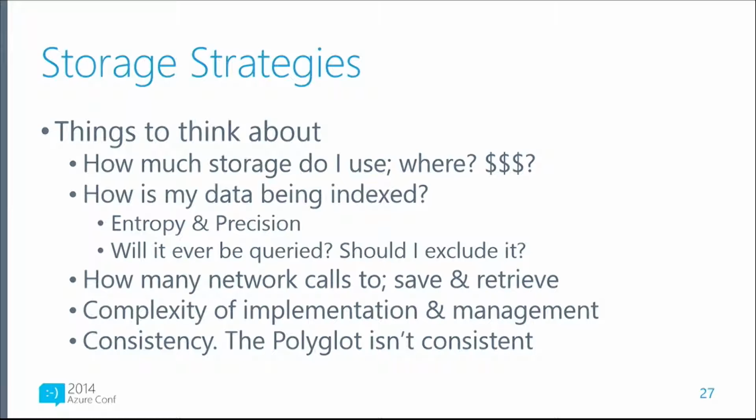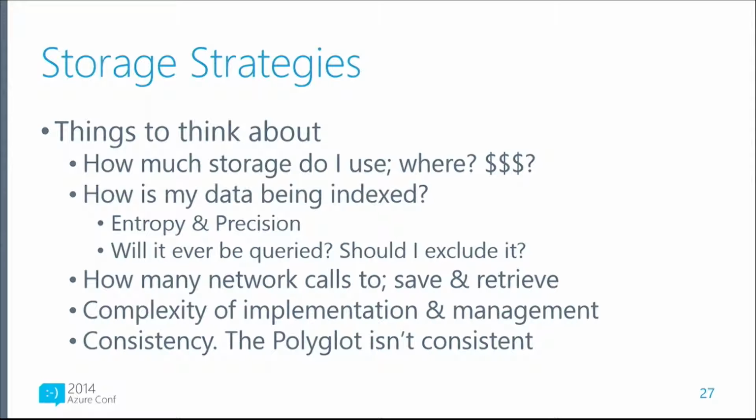So when we think about using a multitude of data stores, we need to come up with some strategies and decide exactly which stores we're going to use when and where. So there are a few things to think about. How much storage are you going to use? Where is that storage going to live? And what does that storage cost to use? There's a really big difference in terms of the per gigabyte cost for these different types of storage. So you want to be making sure that you're being sensible about which storage you use for which types of data. How is your data being indexed?